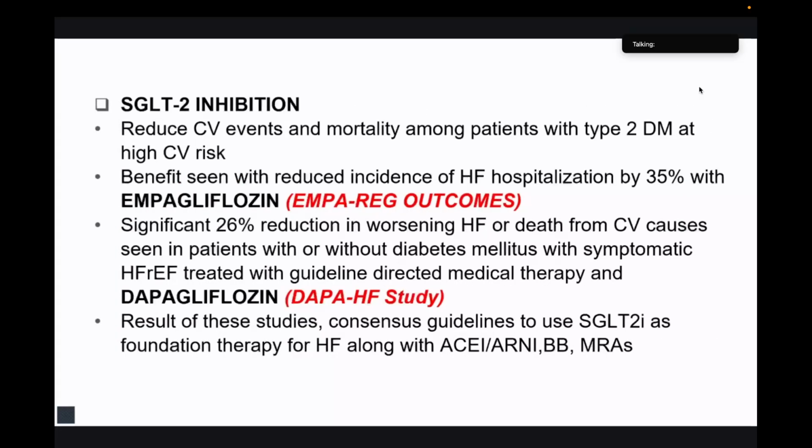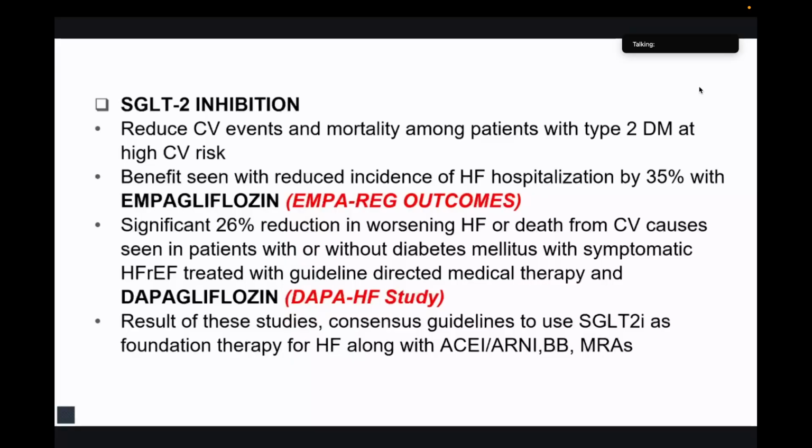We also give SGLT2 inhibitors in HFrEF. SGLT2 inhibitors reduce cardiovascular events and mortality among patients with type 2 diabetes with a high CV risk. Benefits have been seen with a reduction in the incidence of heart failure hospitalization in patients who are taking empagliflozin. This is the EMPA-REG outcomes.